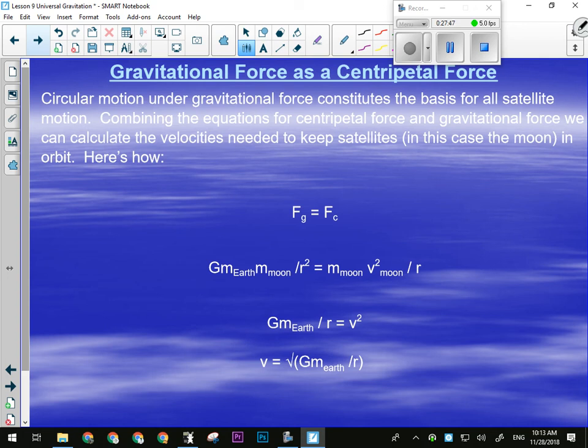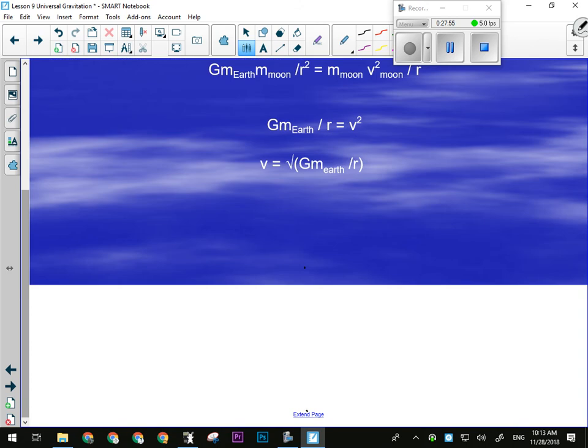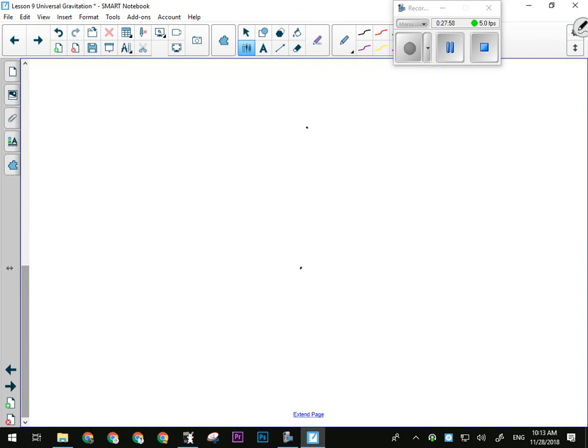All right, so what we want to do here, guys, is figure out how fast the Moon is moving in its orbit around the Earth. So what's keeping the Moon in orbit around the Earth? Their mutual attractive force of gravity. That's providing the centripetal force that keeps it in orbit around the Earth.